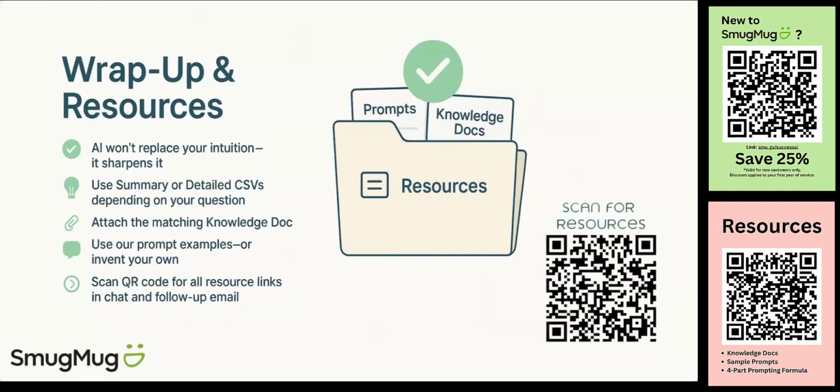With the CSV export, the right knowledge document, and a specific structured prompt, you're no longer guessing, you're making decisions with real clarity. So everything we covered today, examples, tools, handouts, links, they're all going to be in the follow-up email and available anytime in the SmugMug AI Help Center.